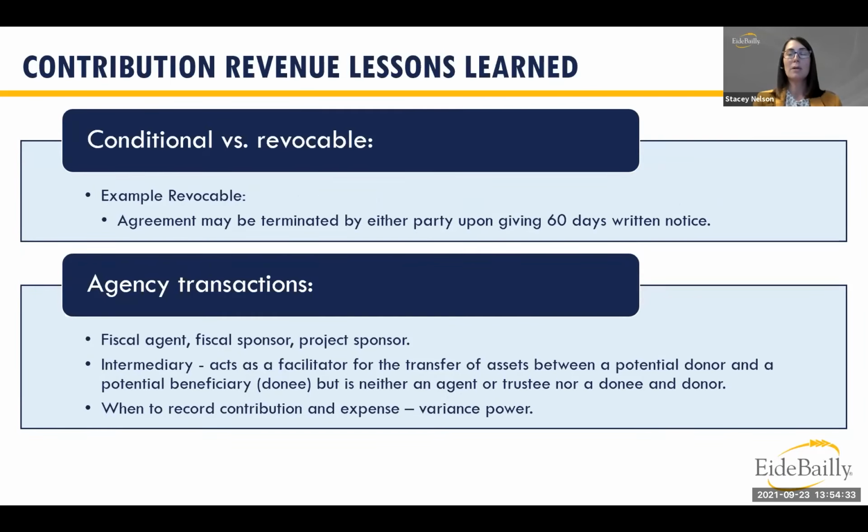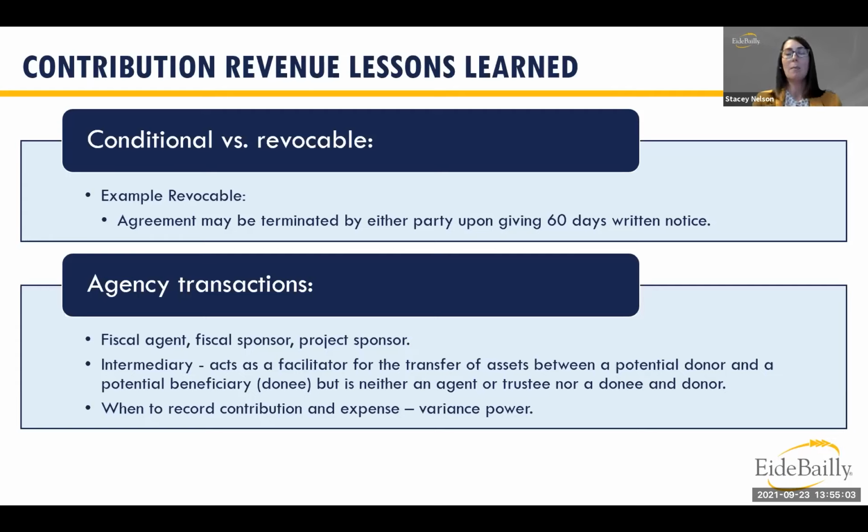So we've talked a little bit about conditions. I wanted to also talk a little bit about revocable type wording. If you have an agreement that has wording something like the following: the agreement may be terminated by either party upon giving 60 days written notice. This agreement can really be canceled by either party, and as such, it would not be recorded until those amounts have been received, because either party could change their mind and back out of the agreement.